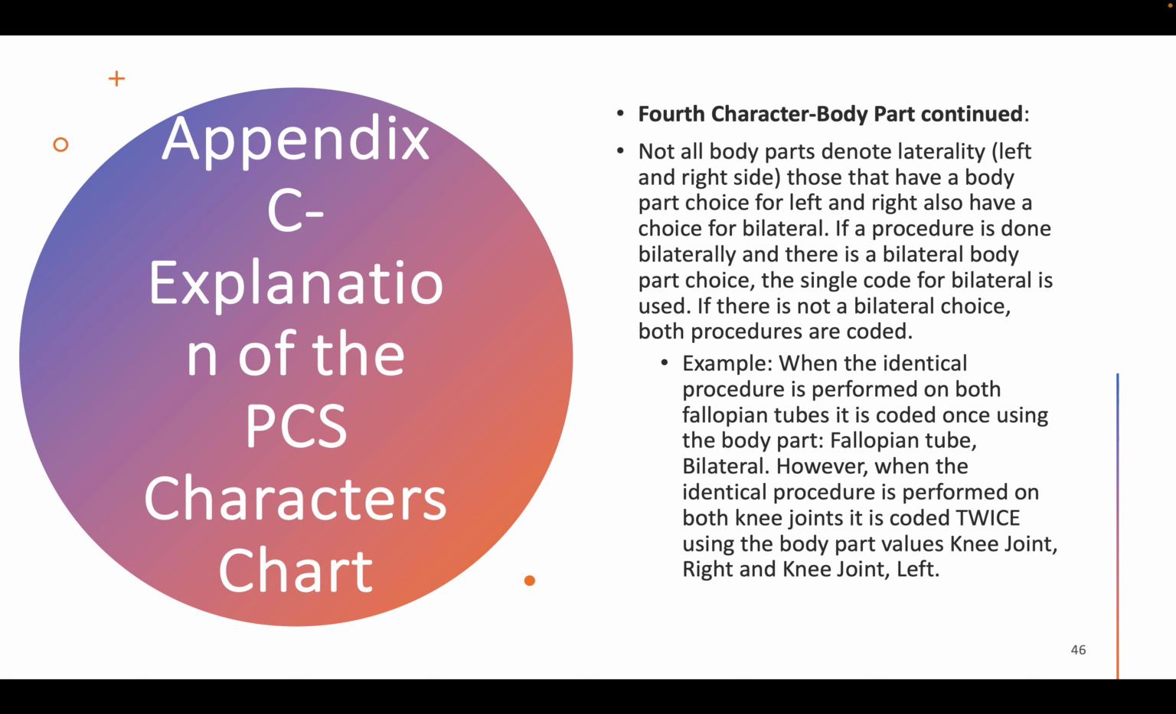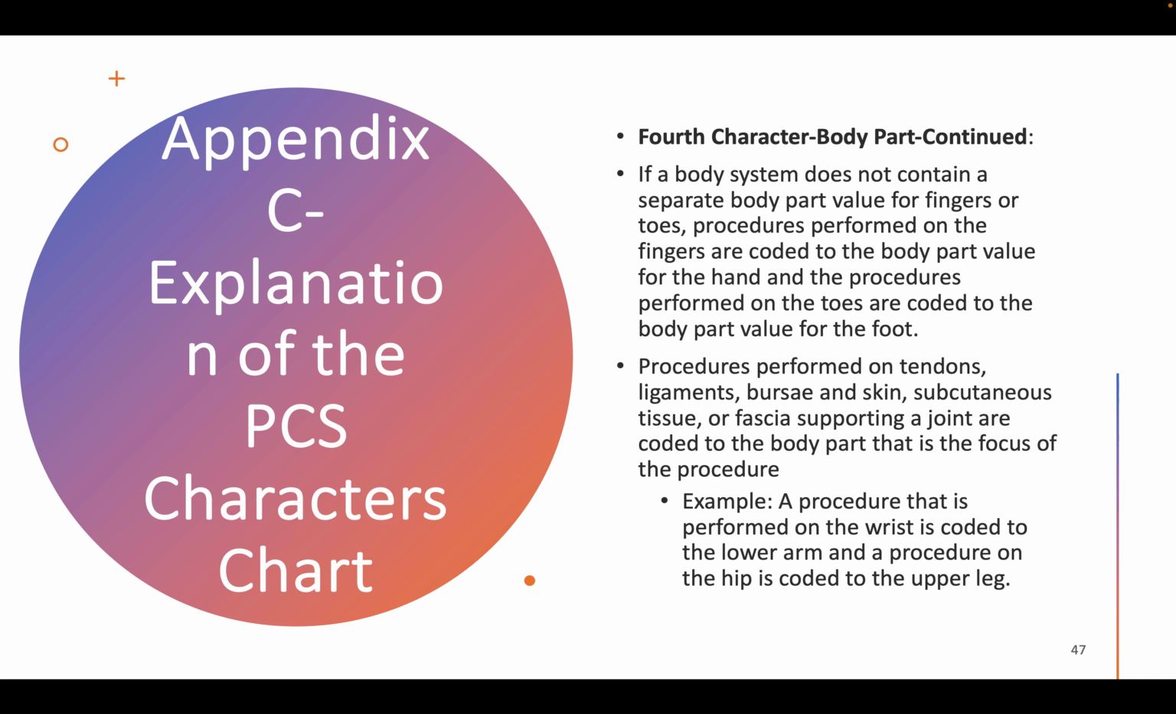Example, when the identical procedure is performed on both fallopian tubes, it is coded once using the body part fallopian tube bilateral. However, when the identical procedure is performed on both knee joints, it is coded twice using the body part values knee joint right and knee joint left. If a body system does not contain a separate body part value for fingers or toes, procedures performed on the fingers are coded to the body part value of the hand, and procedures performed on the toes are coded to the body part value of the foot.